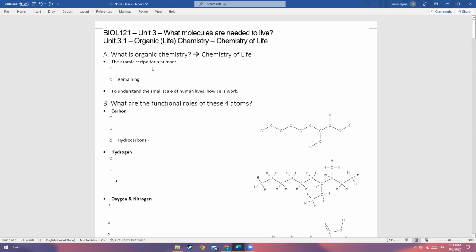And even though there's over 100 elements on the periodic table, the atomic recipe for a human is actually pretty simplistic. So we have lots of carbon. As we know, carbon is almost ubiquitous, right? It's in a ton of structures, and it's a very commonly used element. We're about 18% carbon.